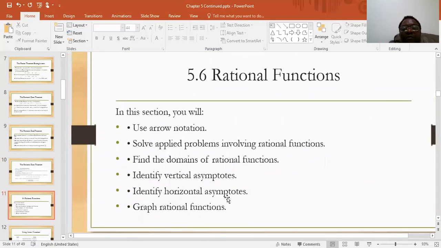Section 5.6, rational functions. In this section, we will use the arrow notation, which is used to express limits. We will learn how to solve applied problems involving rational functions, how to find the domain of a rational function, identify vertical and horizontal asymptotes, and graph rational functions.